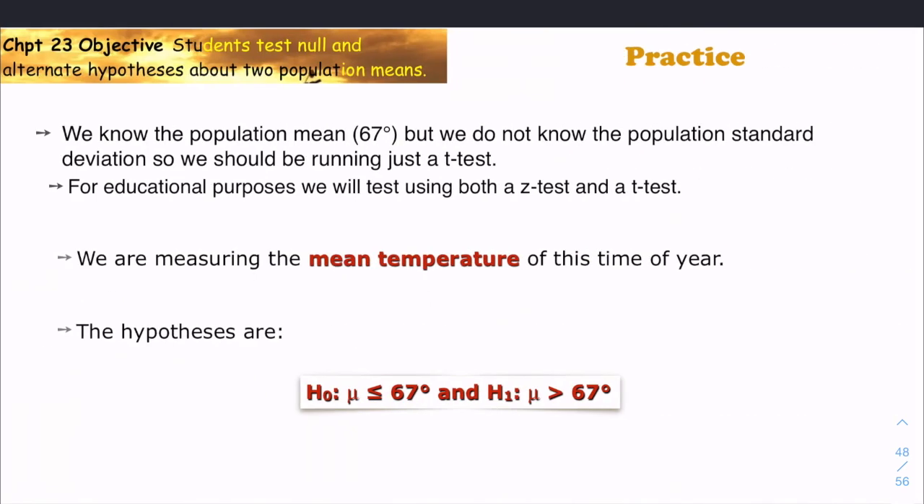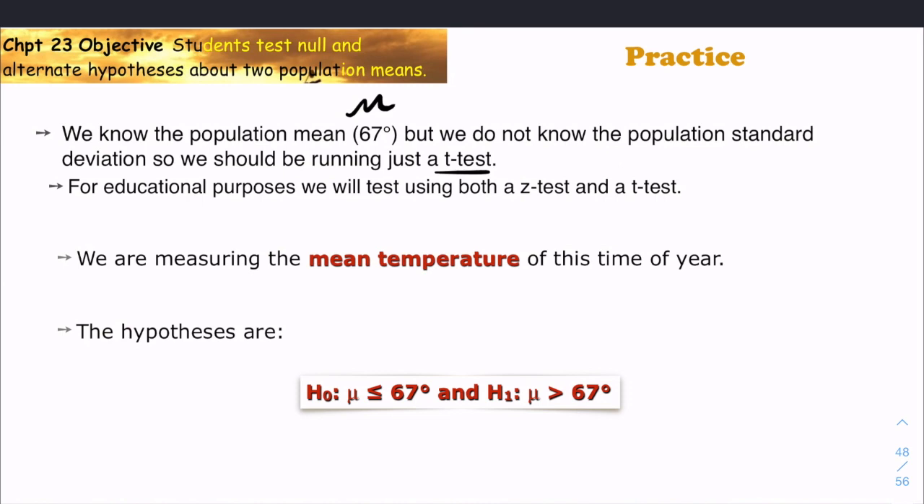We know the population mean, but we do not know the population standard deviation. So we should be using a t-test. Remember the notes from before. If you don't know the population's standard deviation, that's your hint to use a t-test over a z-test. But for educational purposes, I'm going to show you how to do both.